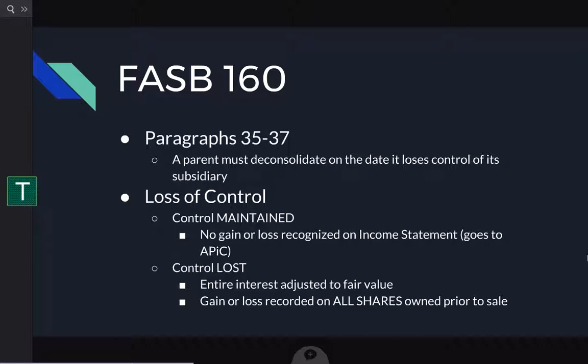This could happen in a few ways. Basically, if a parent sells some of its stock, or if the subsidiary issues more stock, that makes the parent's control no longer a controlling percentage. When control is maintained after a change in ownership, there is no gain or loss recognized on the income statement. All of that just goes into additional paid-in capital. But when control is lost, the entire interest is adjusted to fair value, and the gain or loss is recorded on all shares owned prior to sale.